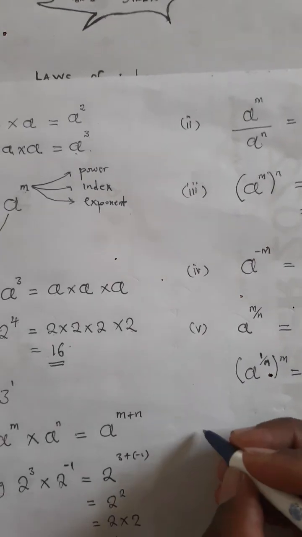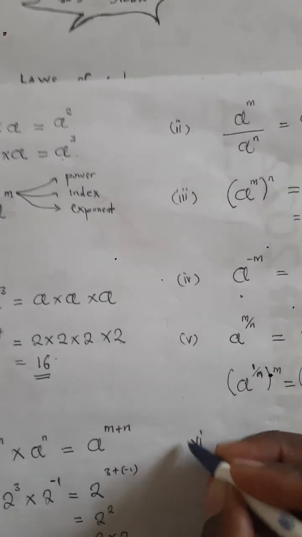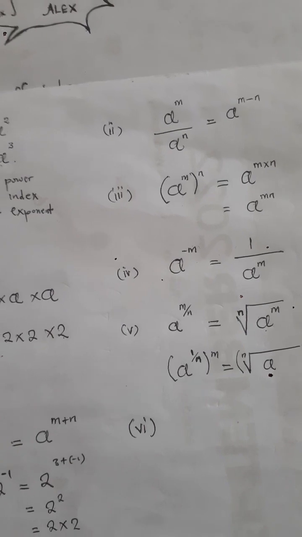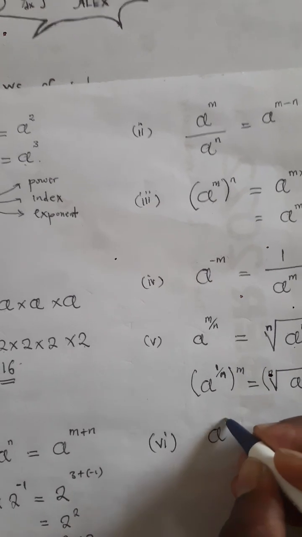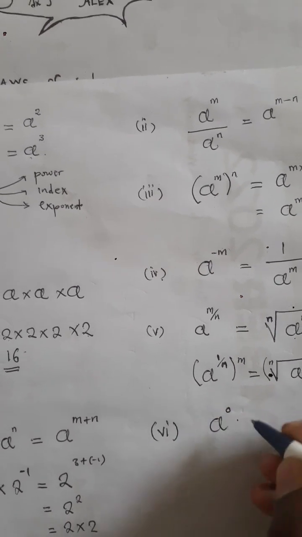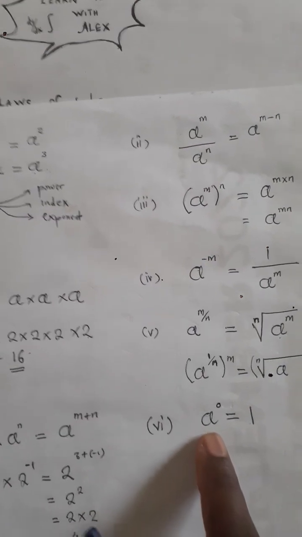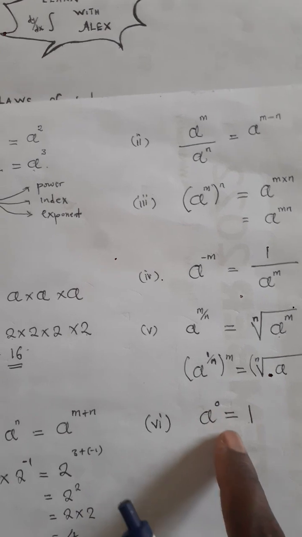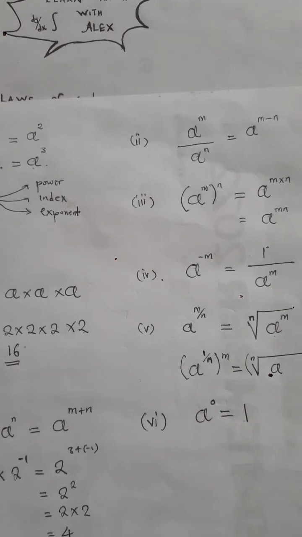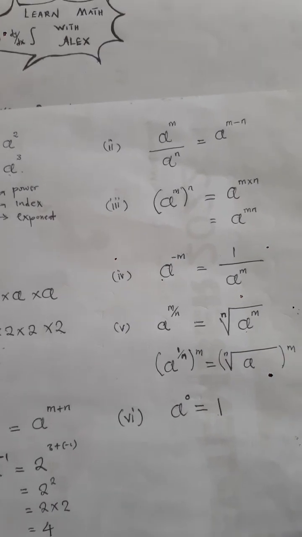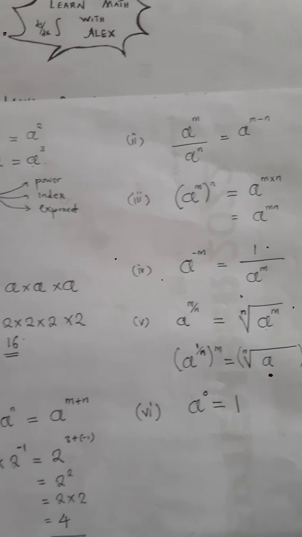So let's move on to our sixth law. This law states that if you raise a to the power 0, you should always get 1. It doesn't matter what base you have, as long as you raise it to the power 0, the answer is 1. Friends, this is all I can say about the laws of indices.